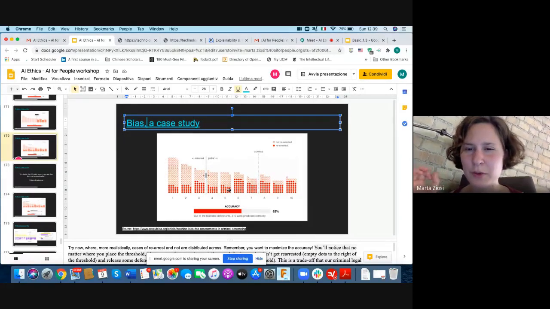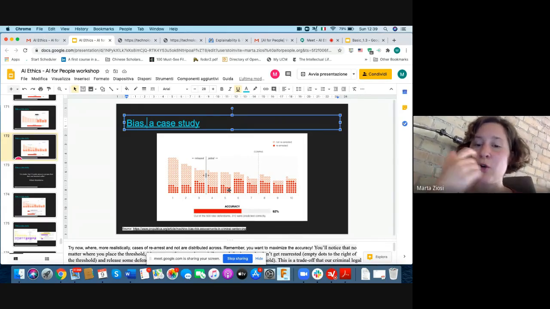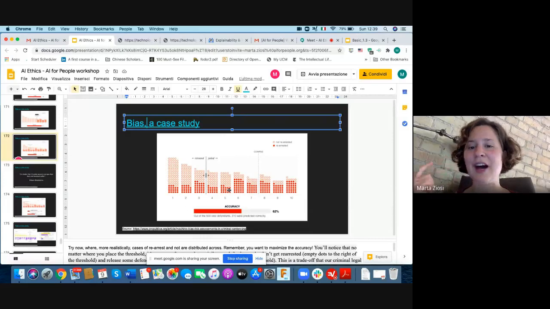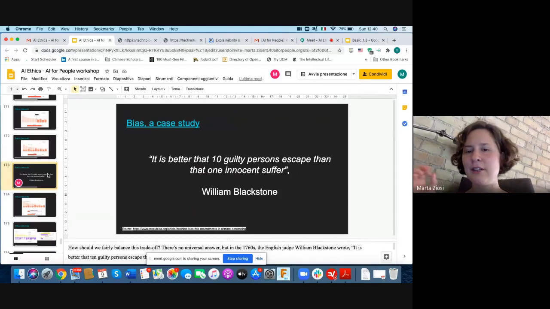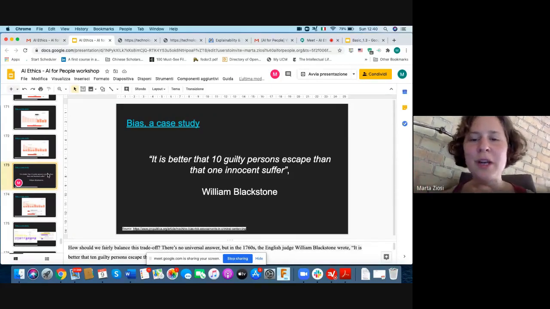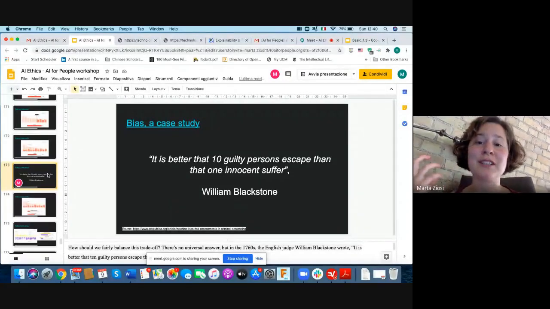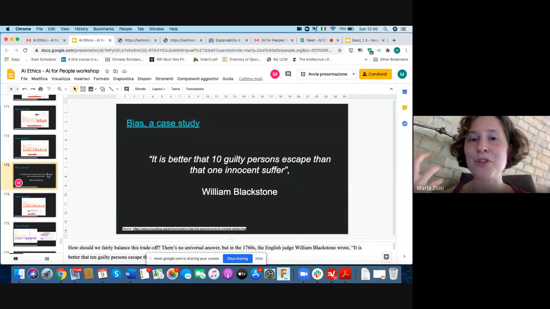Now, something to keep in mind as we reason on this is: what mistake should we be more lenient on? Do we prefer putting people needlessly in jail? Or is it worse, and that's again an ethical question, to fail to put people in jail who nevertheless are culprits and go out and do bad things? Being the devil's advocate here, I will ask you to follow this general rule in the way we act through this example: it is better that 10 guilty persons escape than that one innocent suffer. This is a famous quote by William Blackstone, a judge. His quote is actually really influential in the US. It's what most of the system is based on.